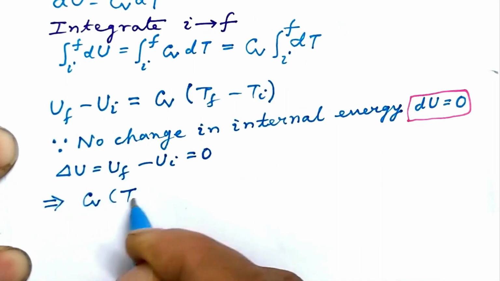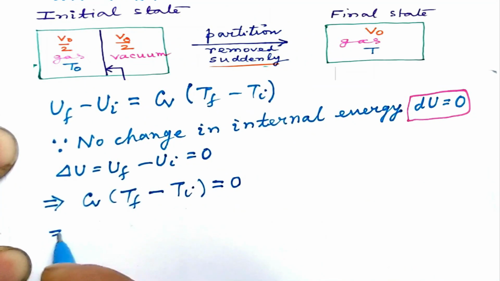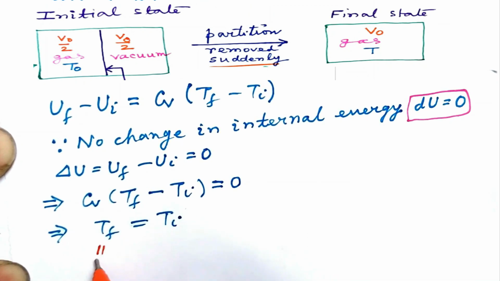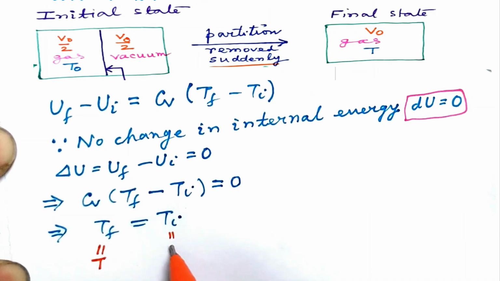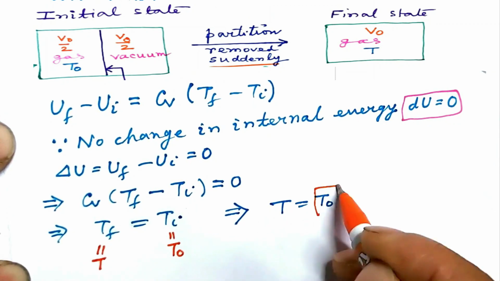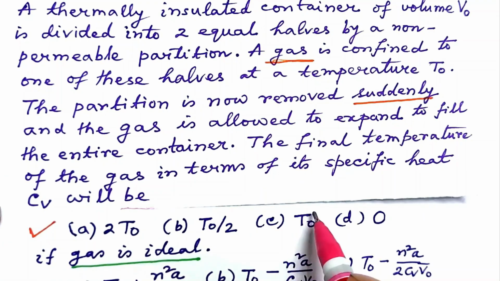This means Cv into TF minus Ti equal to 0, which gives TF equal to Ti. Now TF, the final temperature, is T and Ti is the initial temperature T0. So T equal to T0. Hence answer is option C.